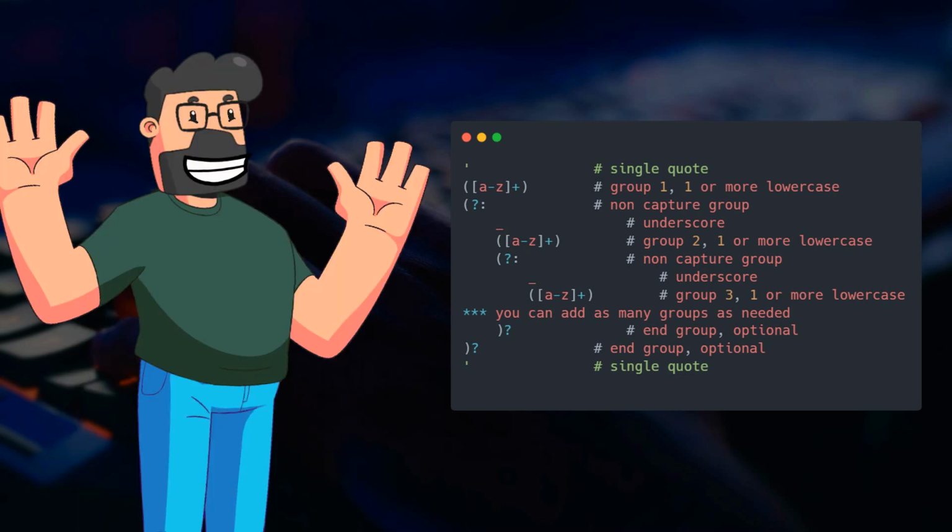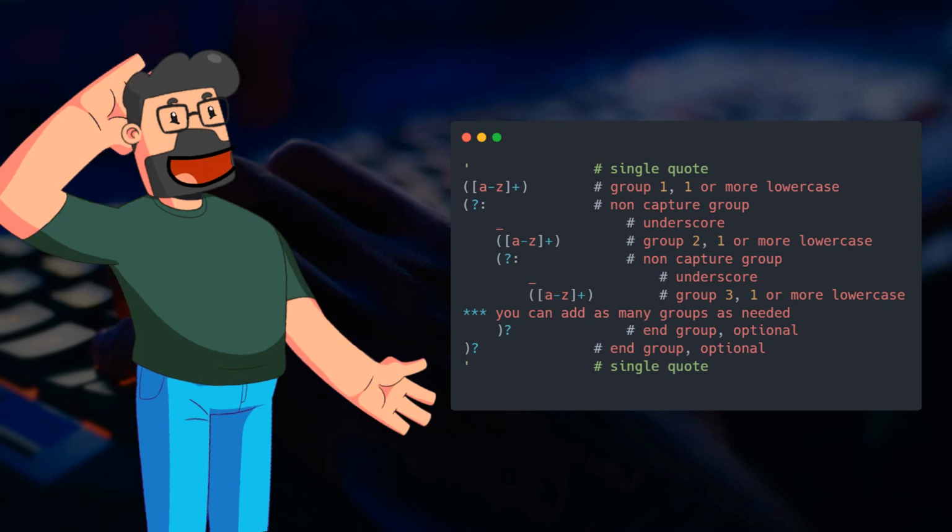The solution consists of a find pattern that captures multiple lowercase words separated by underscores within single quotes. This find pattern allows for flexibility in the number of lowercase groups that can be captured.